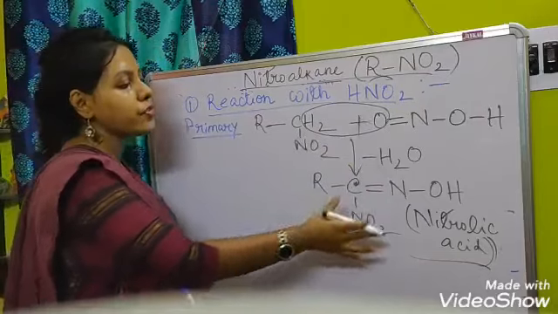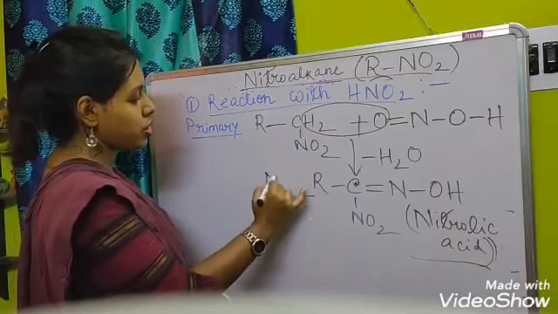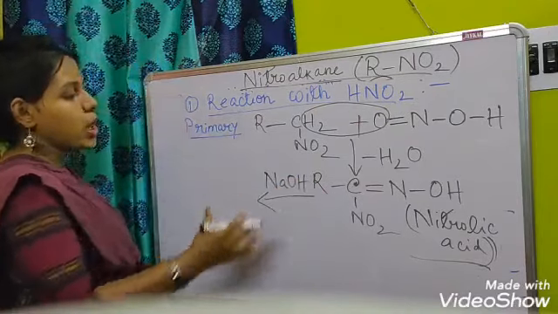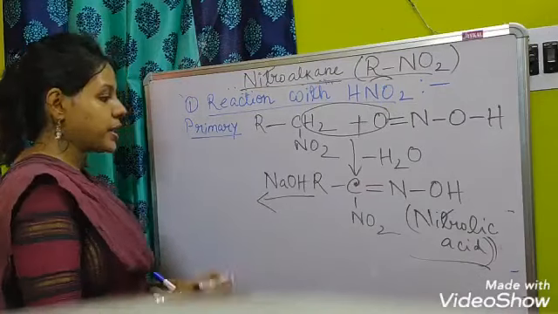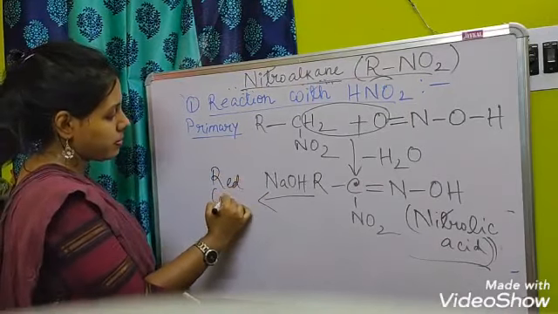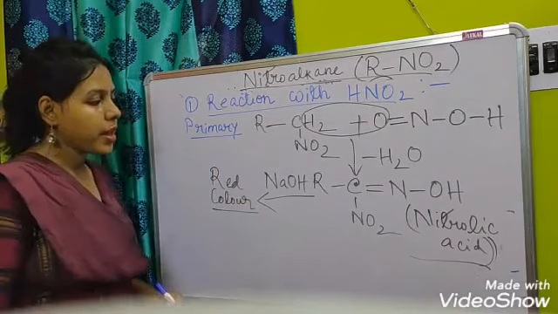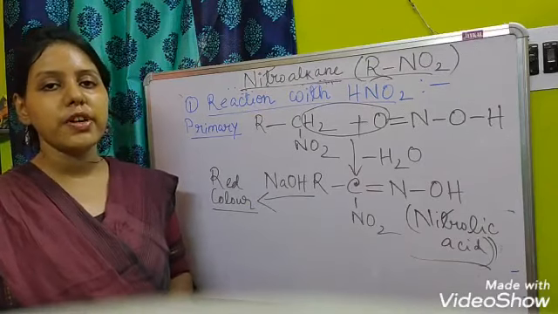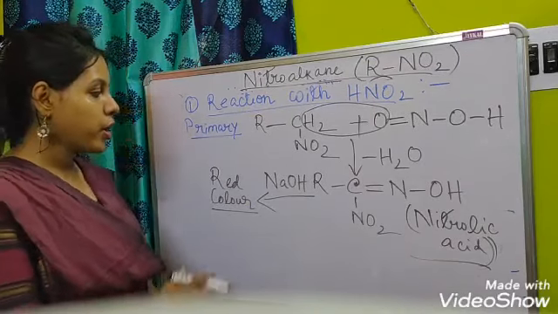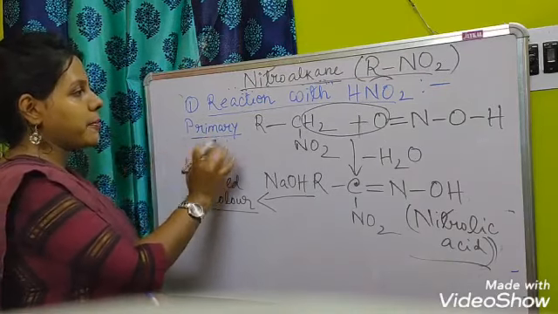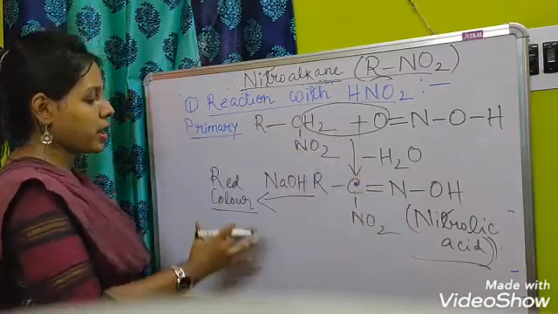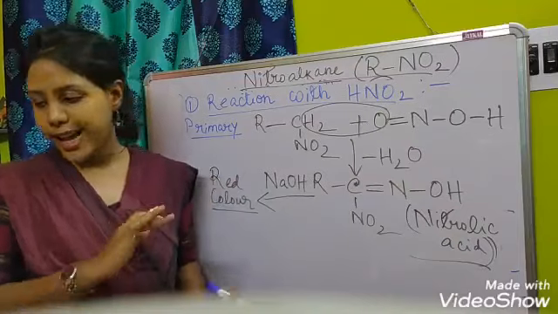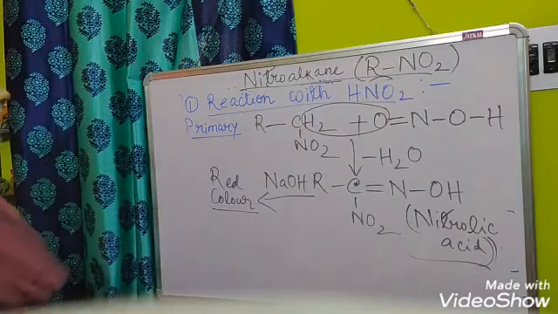Now, if we dissolve this compound in NaOH, that means in alkali, then the alkaline solution will turn red. Okay. Due to the formation of a complex compound, the solution will be converted into a red colored solution. So primary nitroalkanes, after the reaction, will change the color of the solution into red. Okay, that was primary. Now come to the secondary.